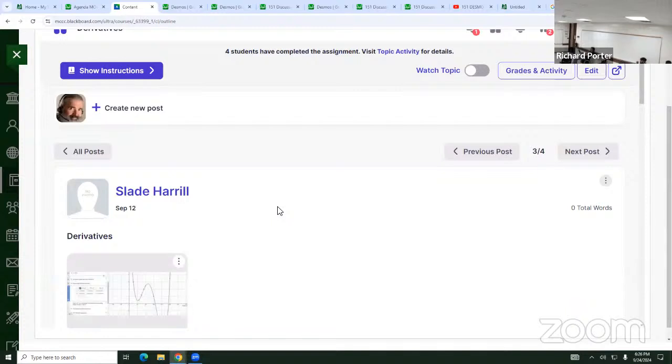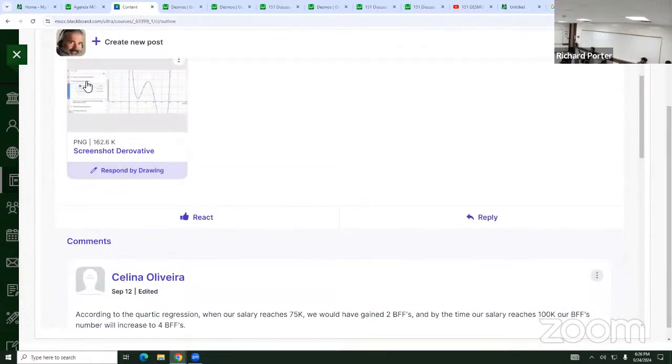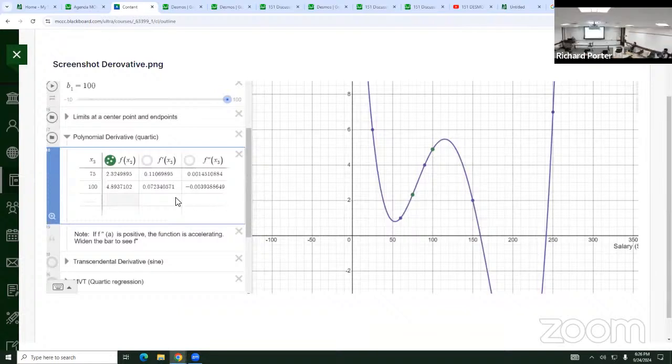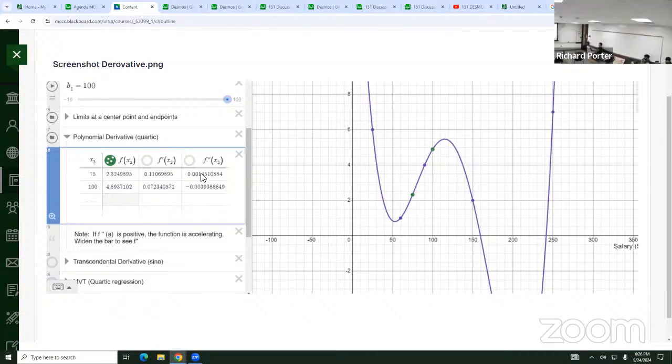We're talking about how fast it's changing at 75 or 100. How fast is it changing at 75? It's changing by 0.11 BFFs per $1,000. I would just say accelerating. Yeah, that's too tiny a number. Accelerating by a little bit.